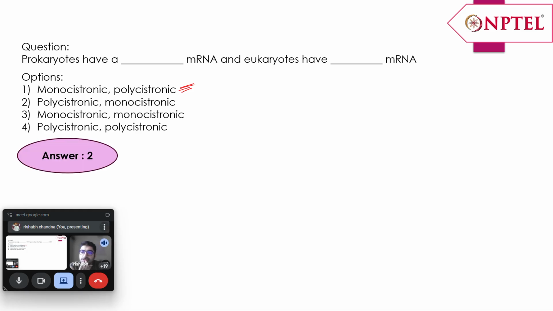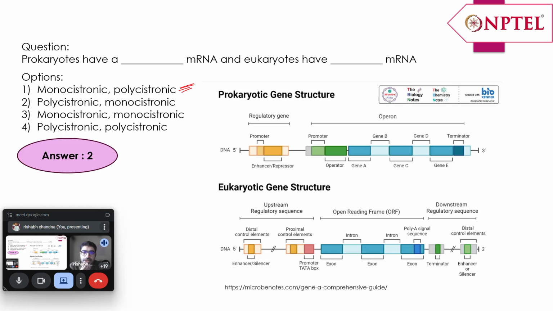So the correct answer is option number two. Okay, and here is the explanation. In case of a prokaryotic gene, there are multiple genes that are connected with a single promoter.